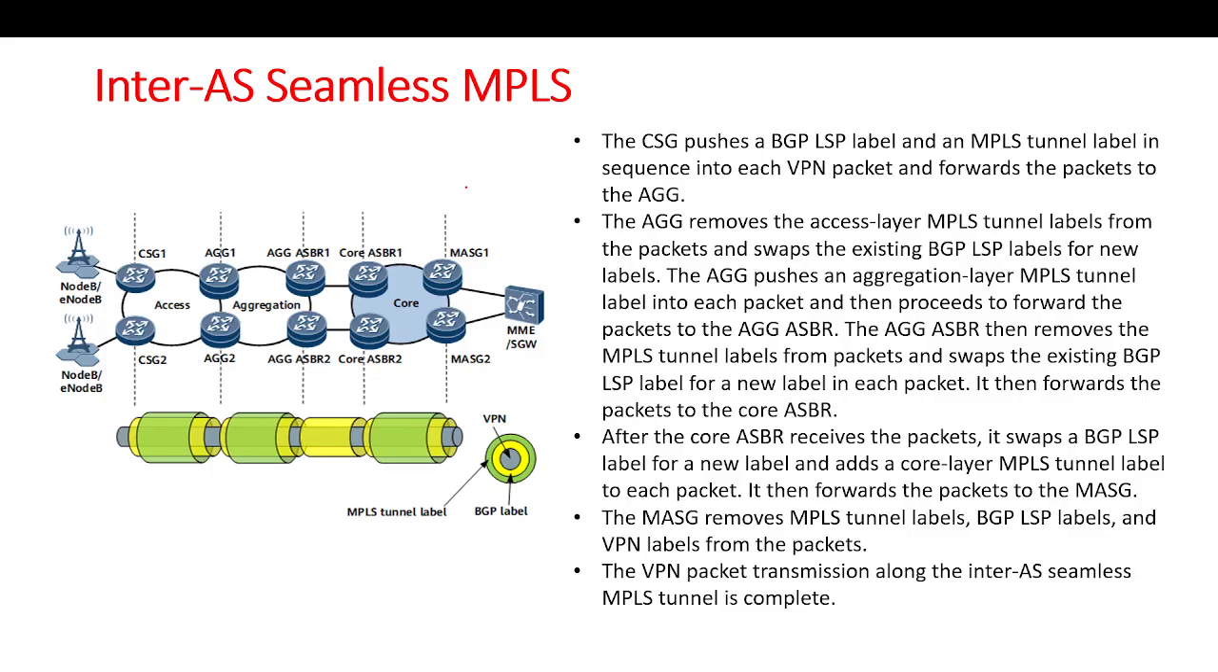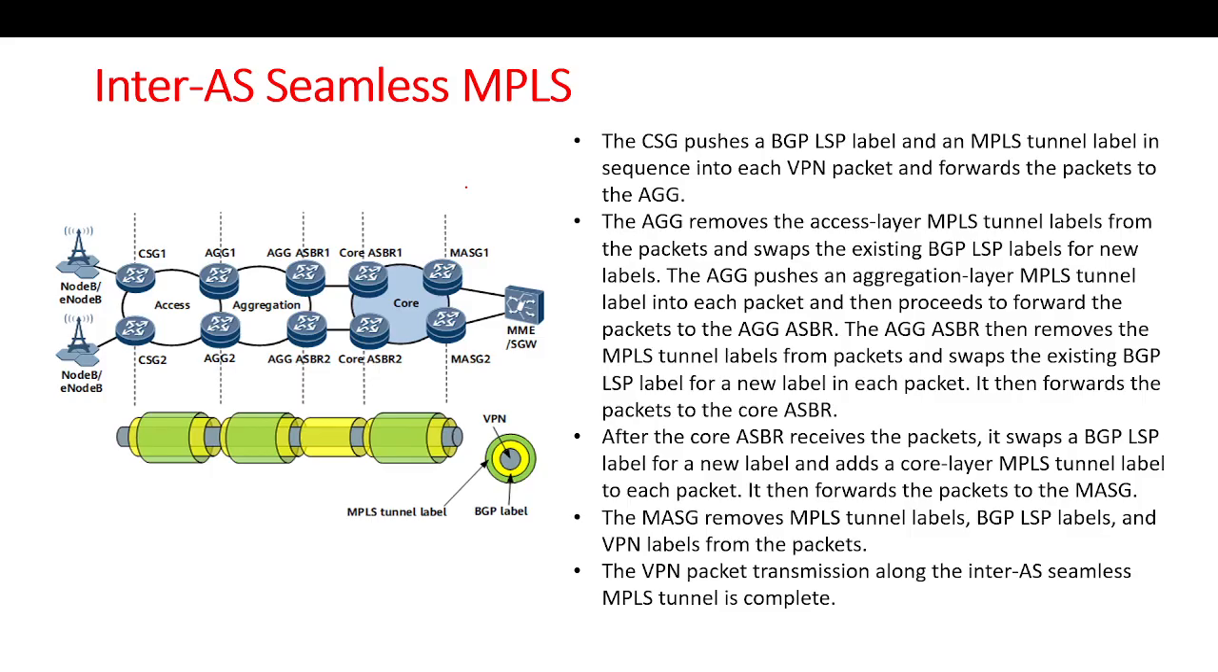Now the SBR, which is the RSG, will receive the packet and it will swap a BGP LSP label for a new label and add a core layer MPLS tunnel label to each packet, and then it will forward to the other end. And that facilitates the end-to-end flow of the packet from one autonomous system number to a different autonomous system number.